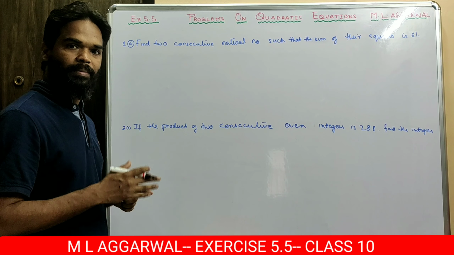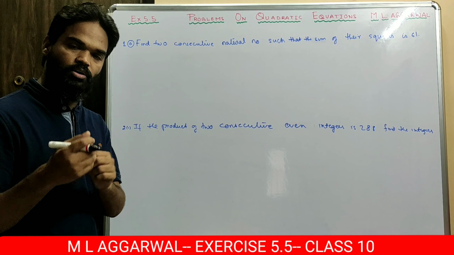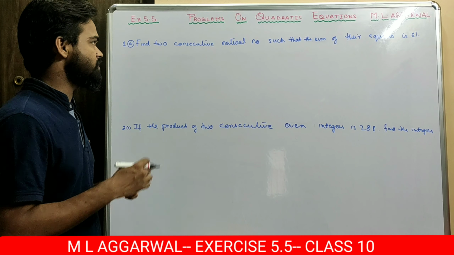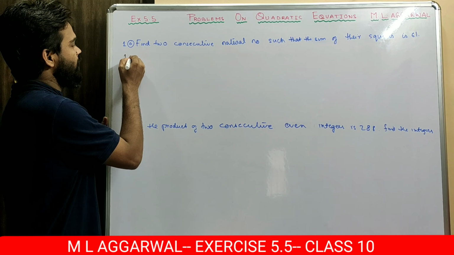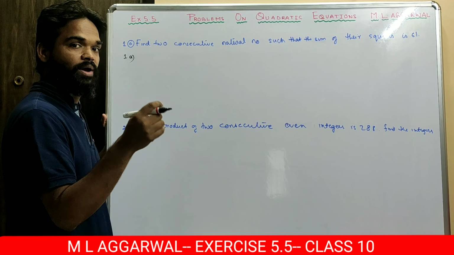So look at sums from exercise 5.5, M L Aggarwal. I'll just frame the equation. You'll solve it because we have done enough of solving in the previous exercises. Okay? Now look, 1a. Find two consecutive natural numbers such that the sum of the squares is 61.